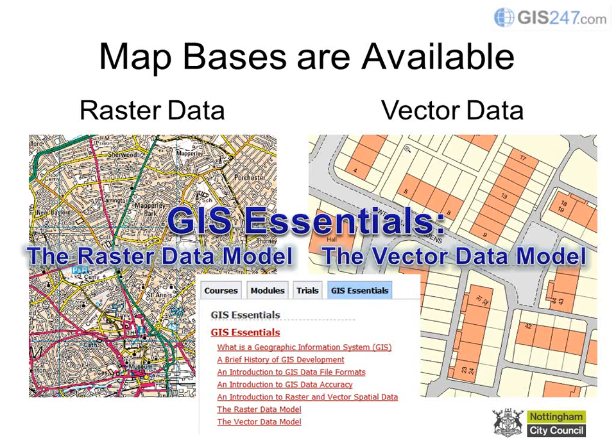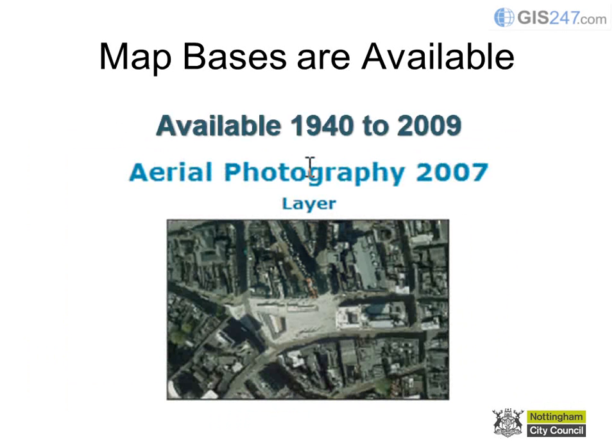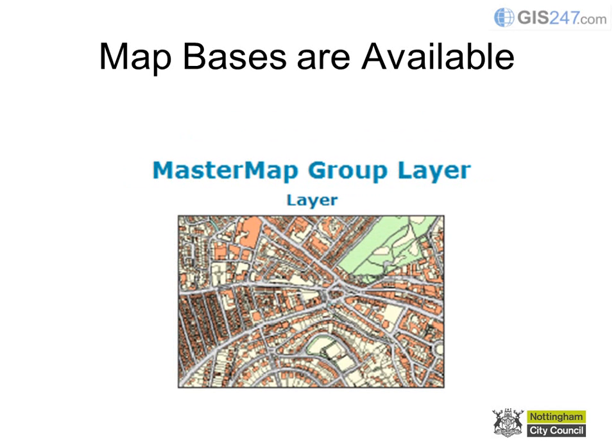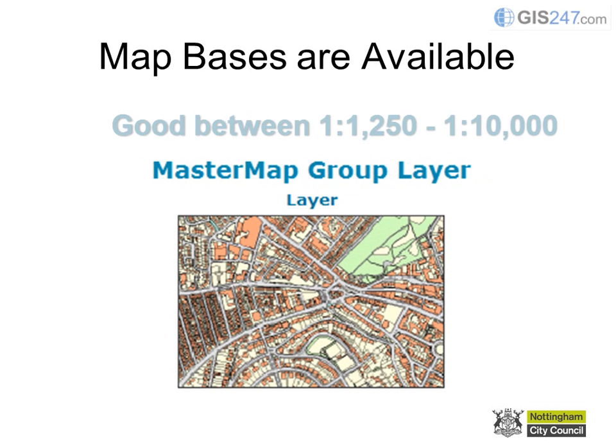Some examples of the different data types and base maps that are available to use at Nottingham City Council for creating maps include aerial photography, which is available back to 1940 and more recently to 2009. This is raster data. MasterMap, which is vector data, is used for large scales. It is recommended to use MasterMap between 1 to 1250 and 1 to 10,000 scale. MasterMap is based on the national grid and includes topographic information representing a huge array of real-world objects.